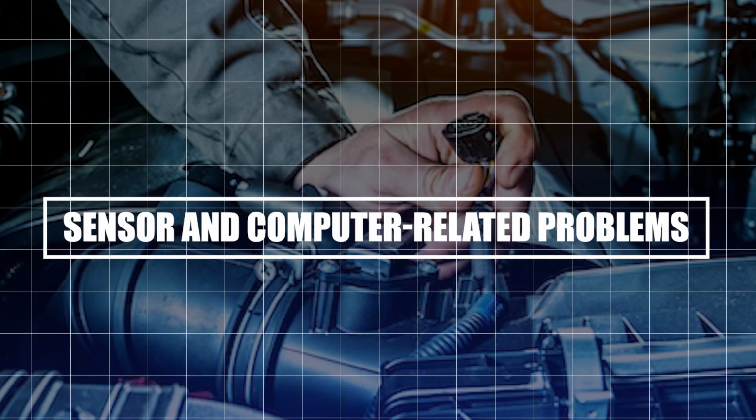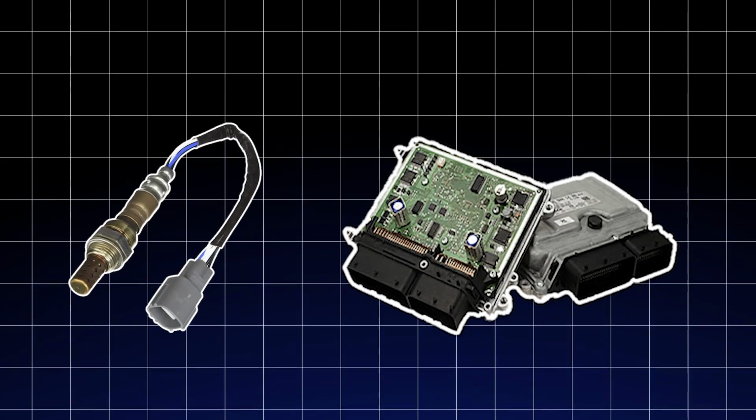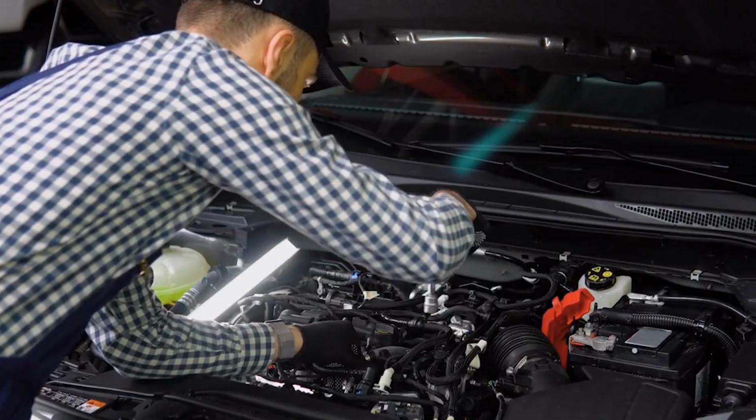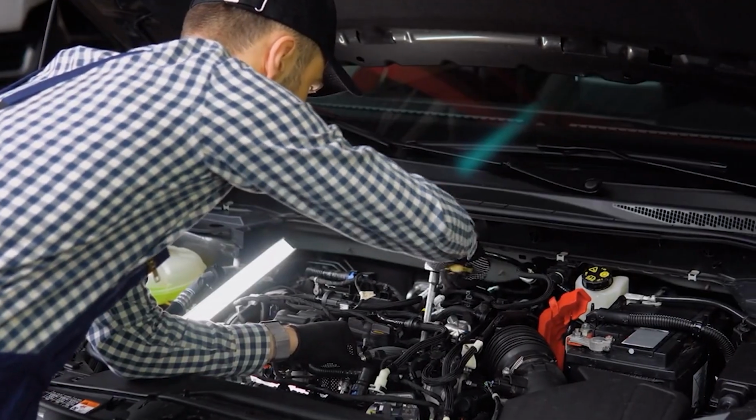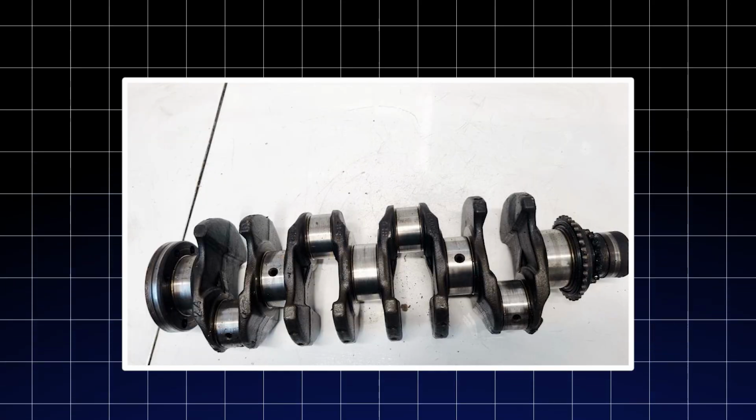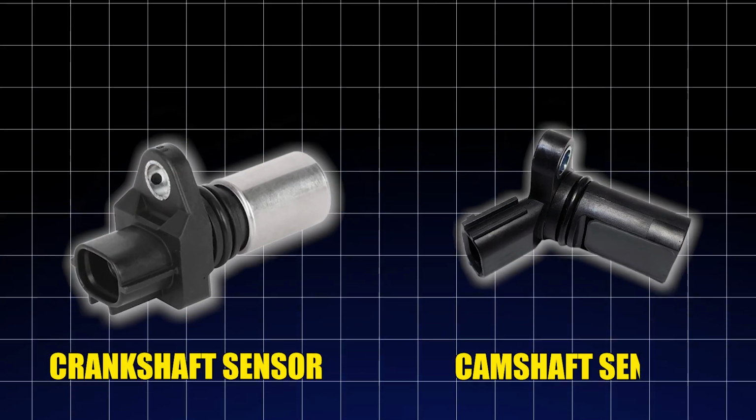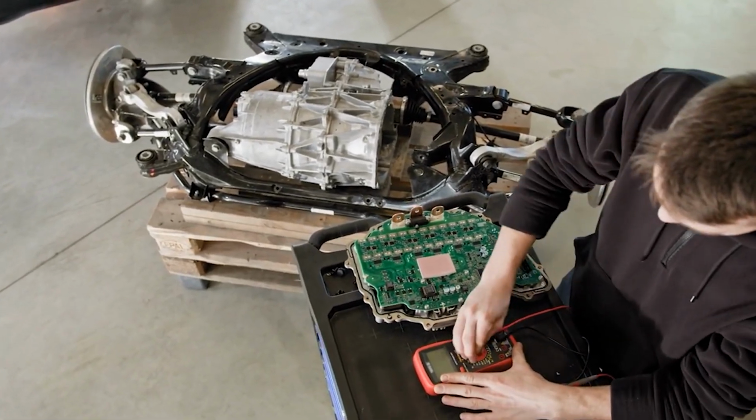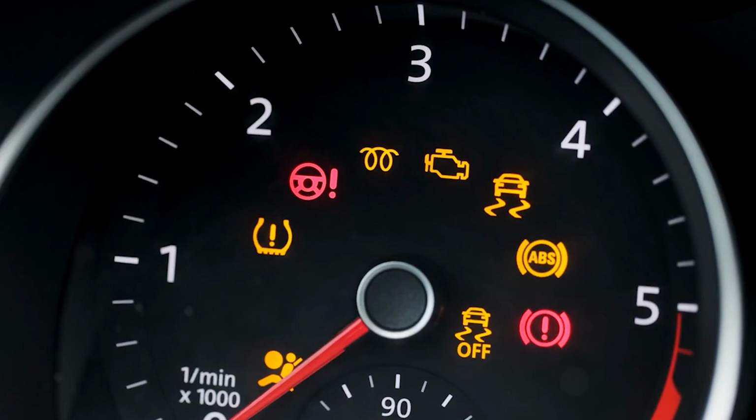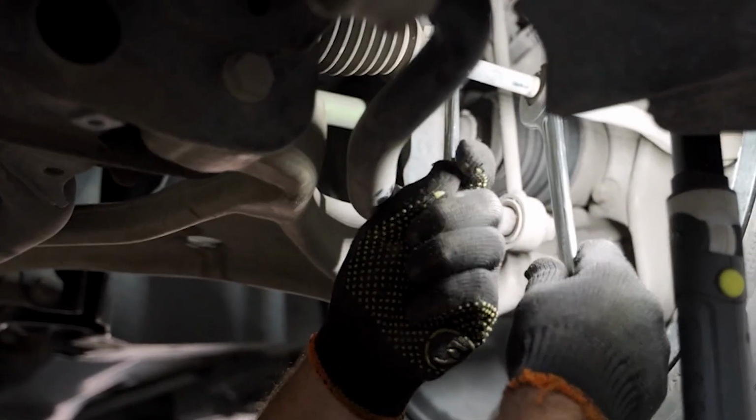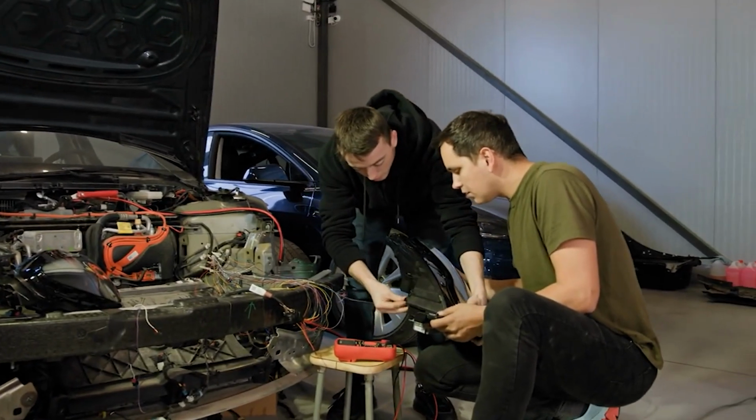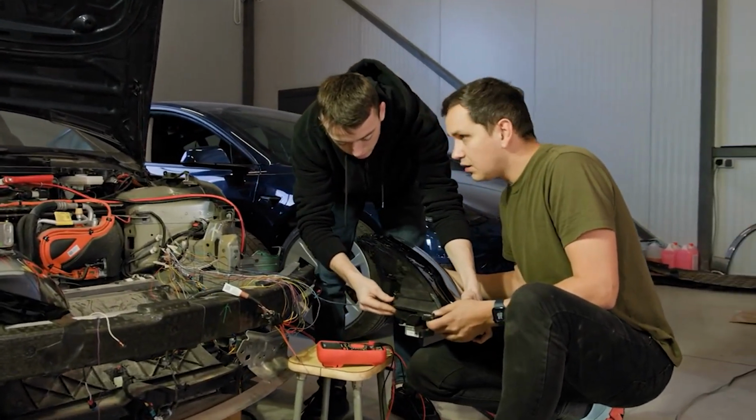Sensor and computer-related problems. Modern cars use many sensors and computers to control starting. Sensors tell the engine computer when to send fuel and spark. If a sensor fails, the engine may crank but not start. Common examples include crankshaft and camshaft sensors. Sometimes, the engine computer itself can fail, though this is rare. These problems usually turn on warning lights. Special tools are often needed to diagnose them, which is why professional help is sometimes necessary for electronic issues.